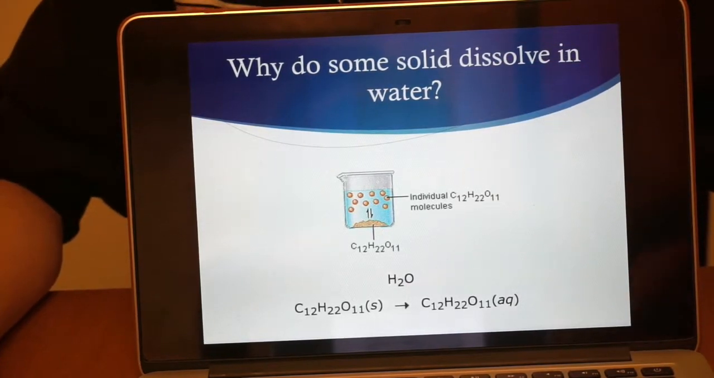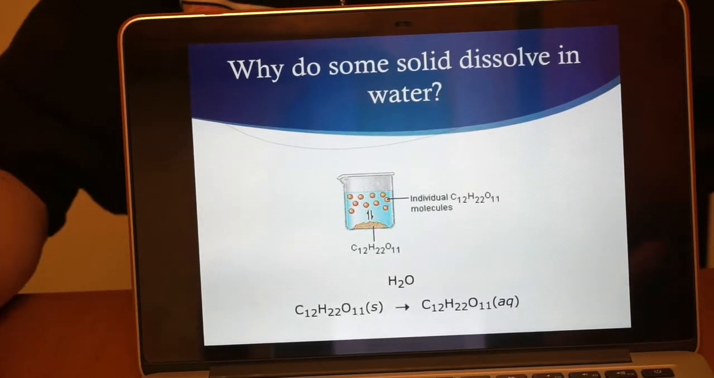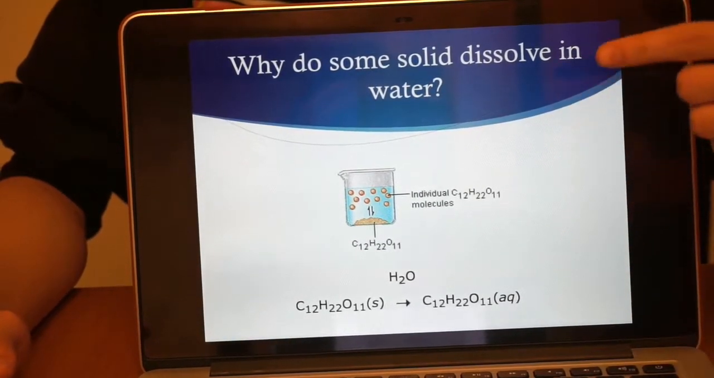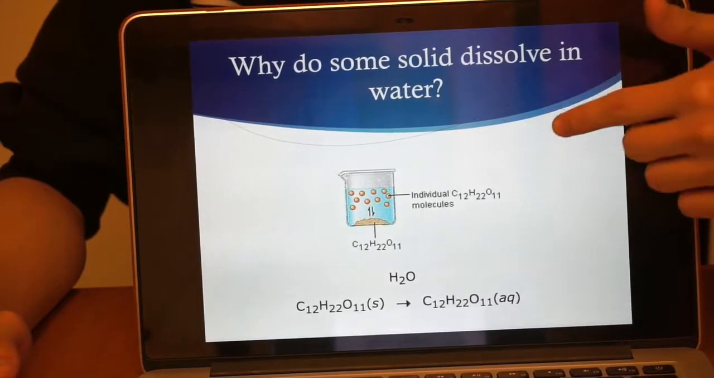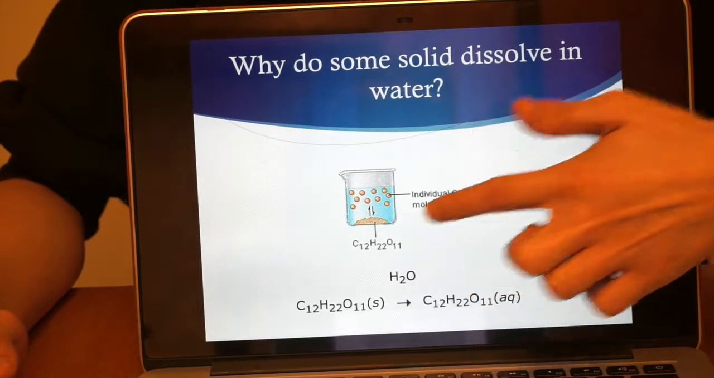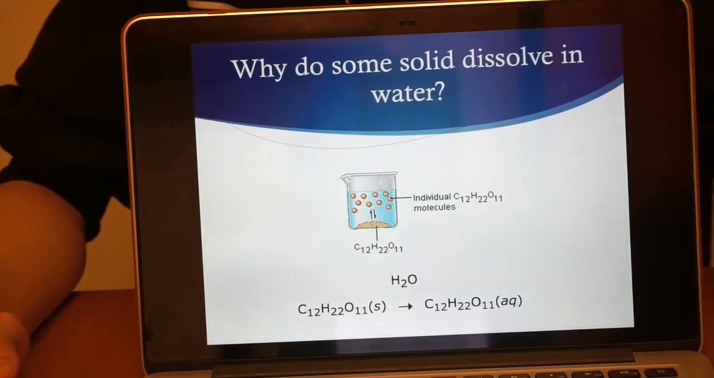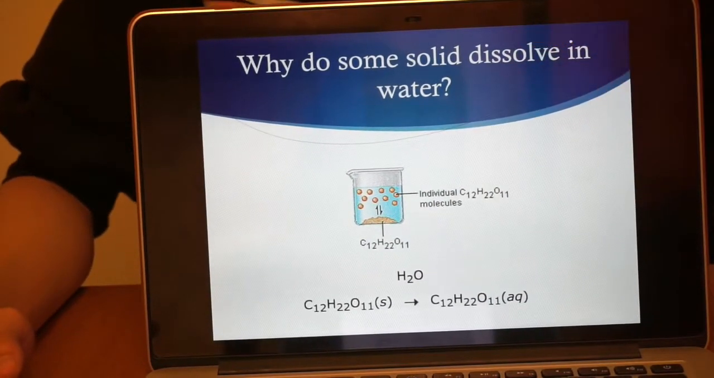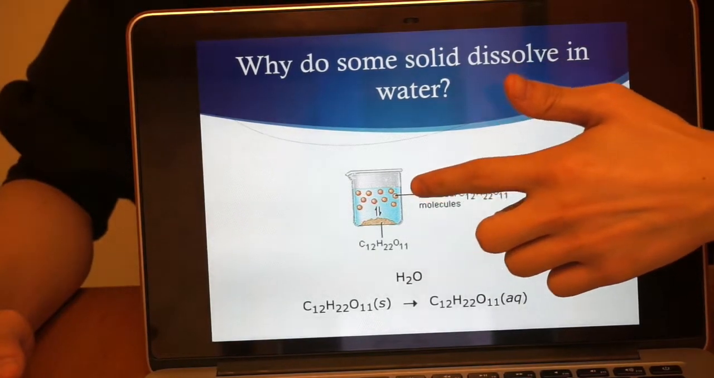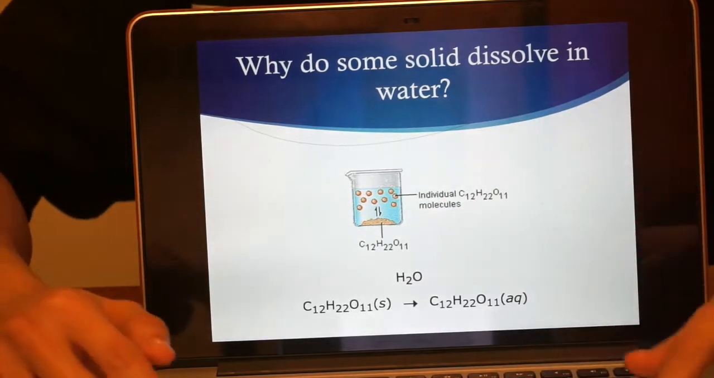Sugar dissolves in water because energy is given off when the sugar molecules form intermolecular bonds with the polar water molecules. The weak bonds that form between the solid and the solvent, which is here and here, compensate for the energy needed to disrupt the structure of both the pure solid and the solvent.